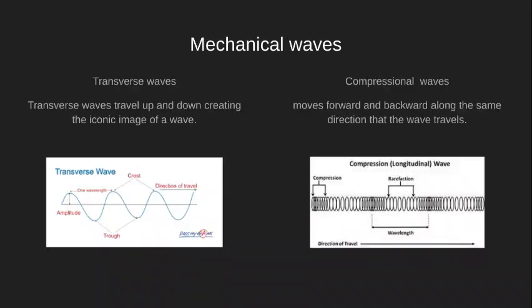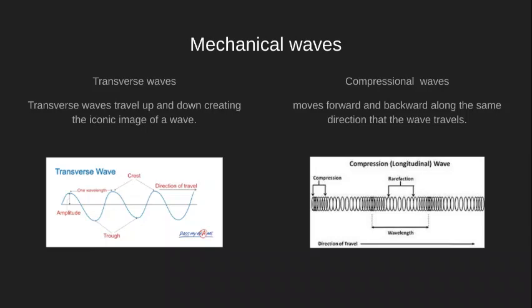Transverse waves travel up and down, creating the iconic image of a wave. Waves that are transverse waves are actually ripples of water and vibrations. Compressional waves move forward and backward along the same direction that the wave is traveling, giving us sound and earthquakes.